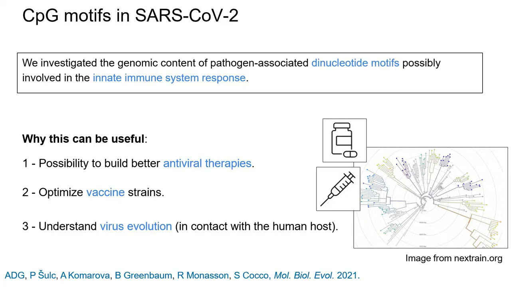So we wanted to do something similar for the SARS-CoV-2 genome. This can be interesting for several reasons, starting from the fact that the CpG motifs could sometimes be associated with some symptoms of the disease, so it would be nice to understand how this is evolving. Also, CpG motifs are used to optimize the immune response in vaccine strains, so it is interesting to understand how many we should put to have an optimal response in some sense.